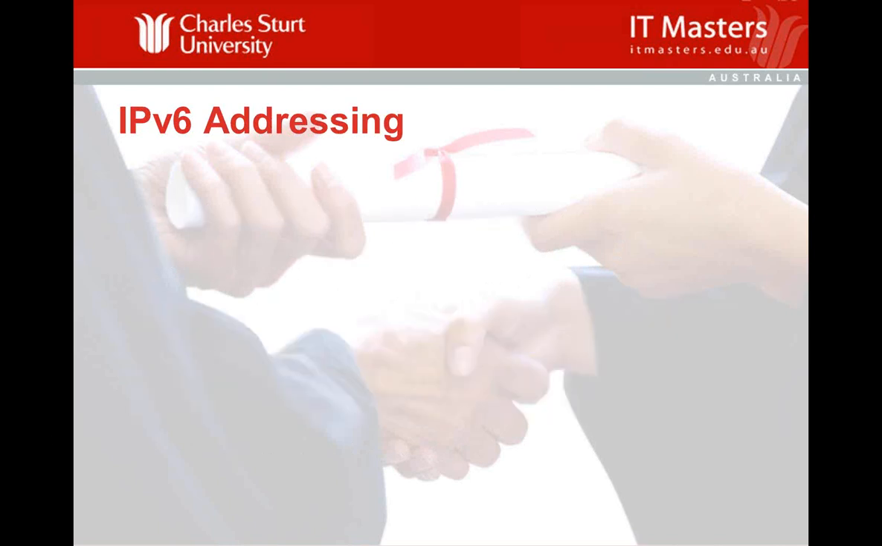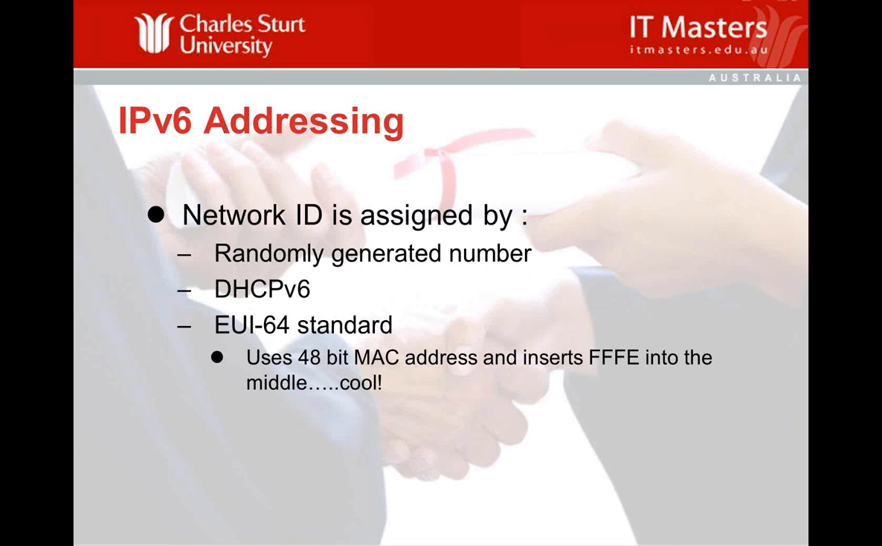Okay, last 64 bits for the host. The network ID is assigned by one of these three methods: a randomly generated number, DHCPv6, or an EUI-64 standard.